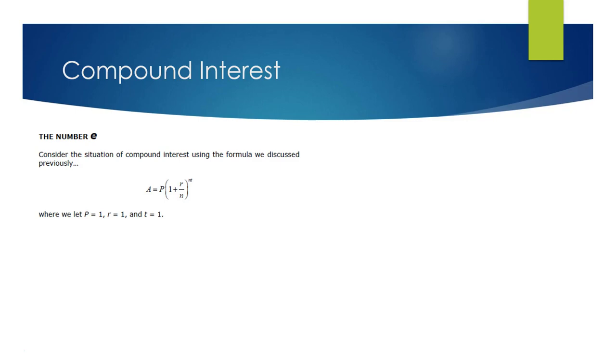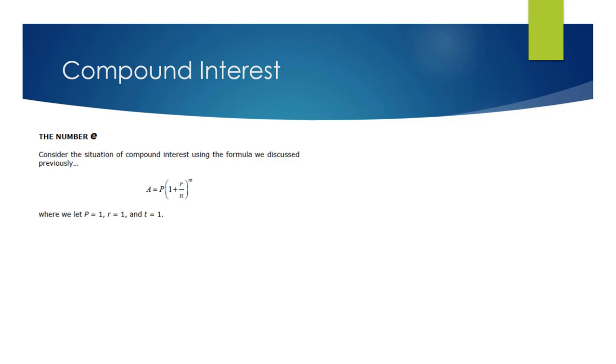But the number e is the number that, if you've had any kind of Algebra 2 course previously, maybe some kind of pre-calculus course, you may have seen show up in those calculations. But for us to see how that number develops, we're going to look at our compound interest formula. But we're going to let P, R, and T all equal 1.